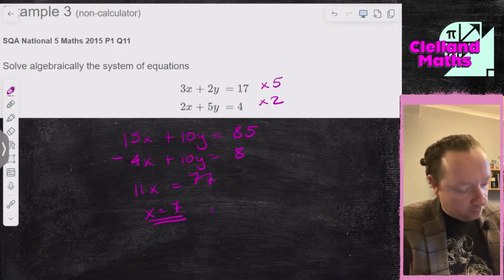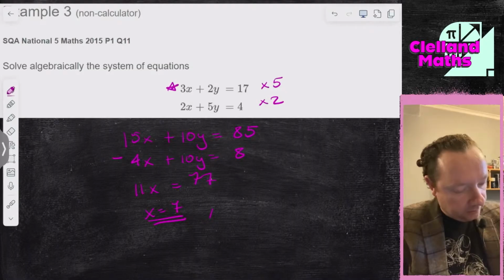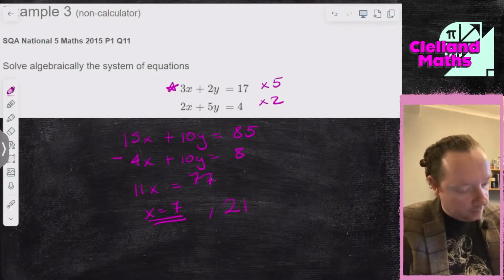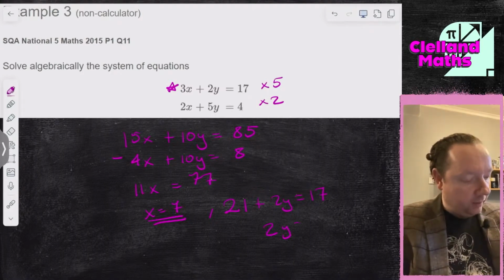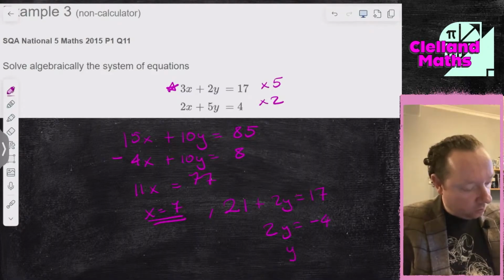And now we move into our y's, so we'll just sub into here. 3 7's is 21, plus 2y equals 17. So I can take away the 21 to get minus 4, and divide by 2 to get minus 2, and we're done there.